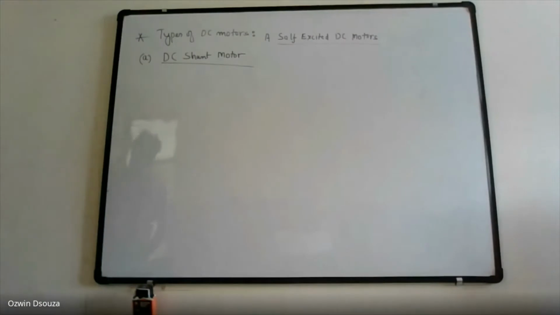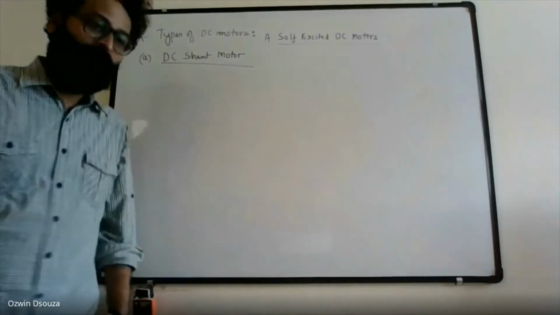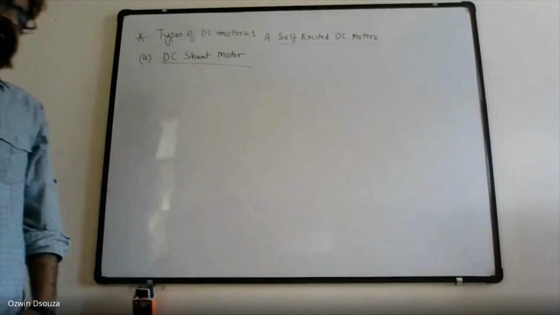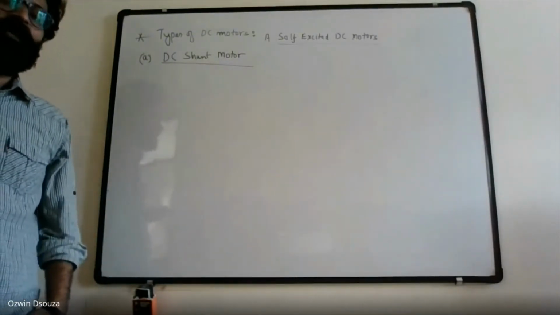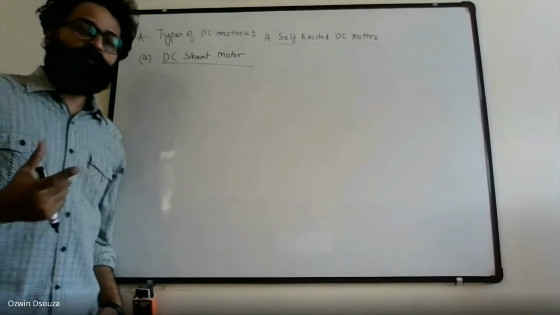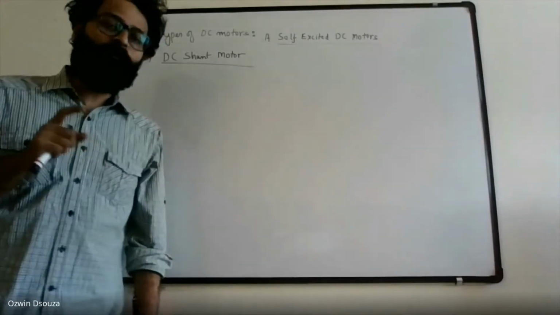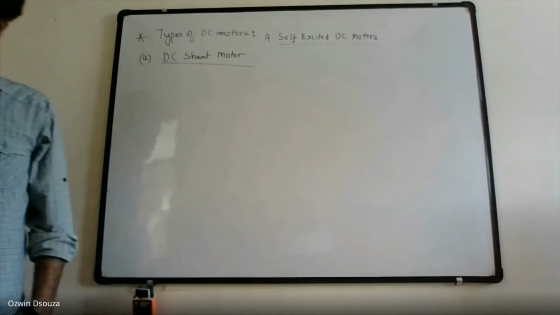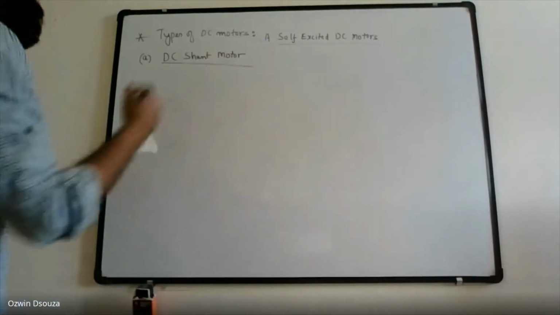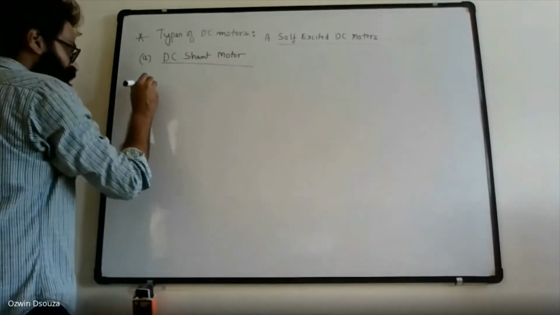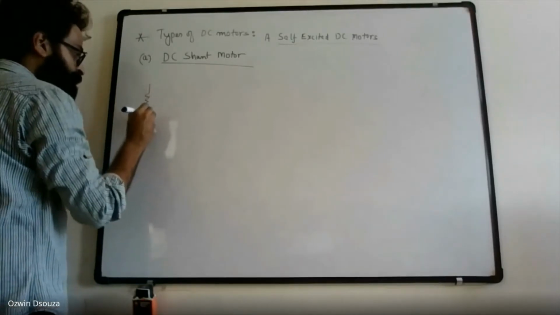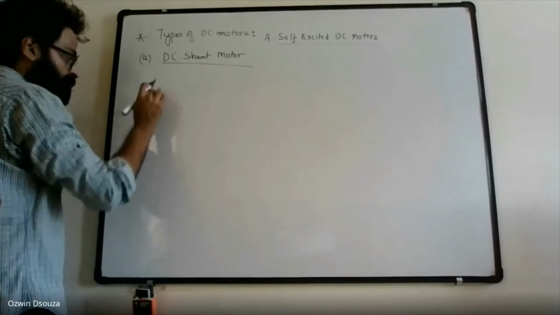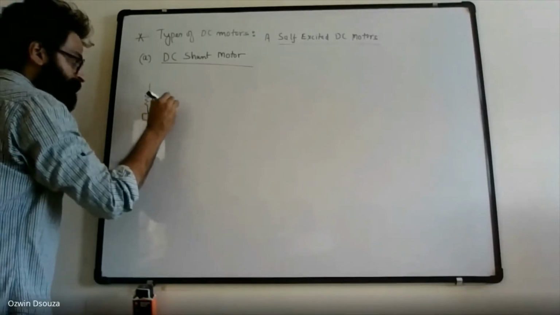This residual magnetism is basically a property of the magnetic material. The previous operation will leave behind some traces of magnetic flux. This tiny amount of flux is enough to start the motor operation. All right, so for the shunt motor, first let us take the electrical diagram. The resistance of the armature, let's take it as Ra.